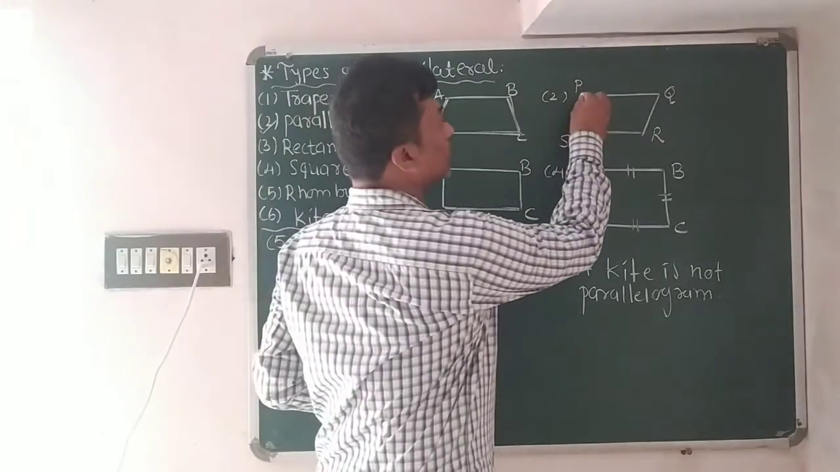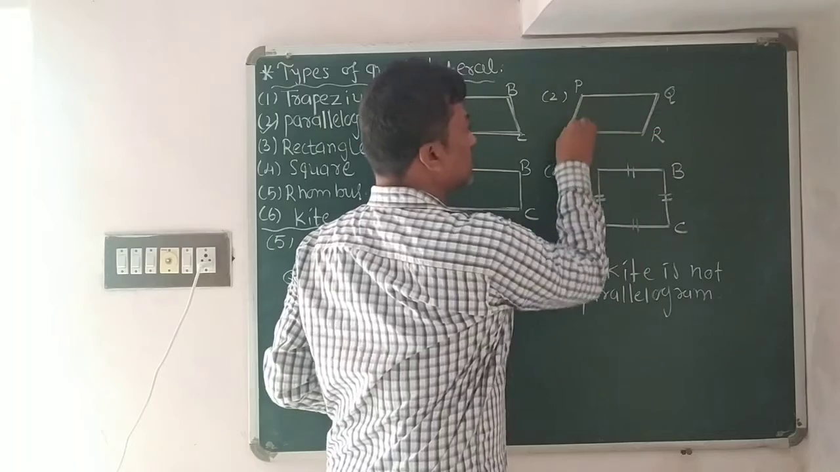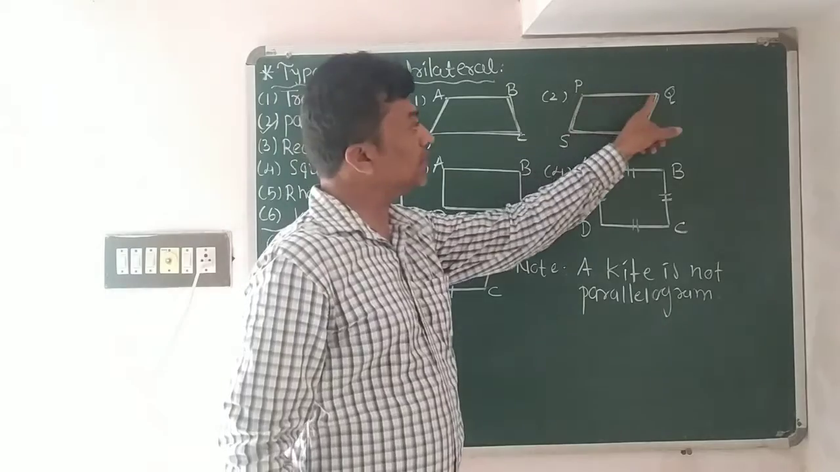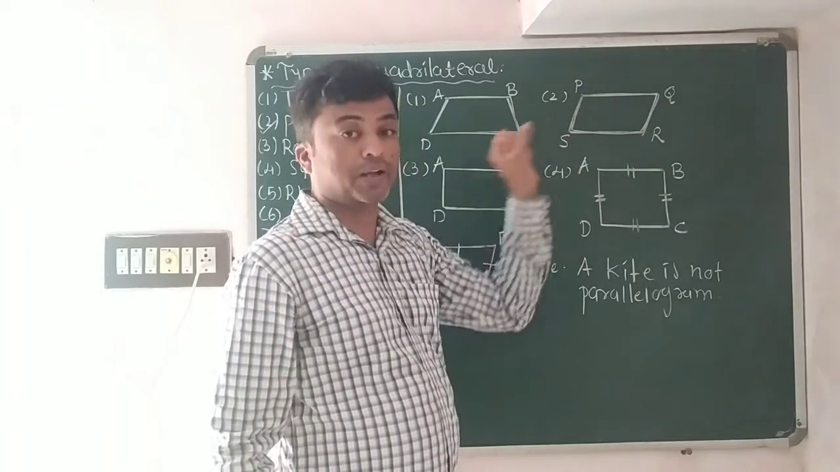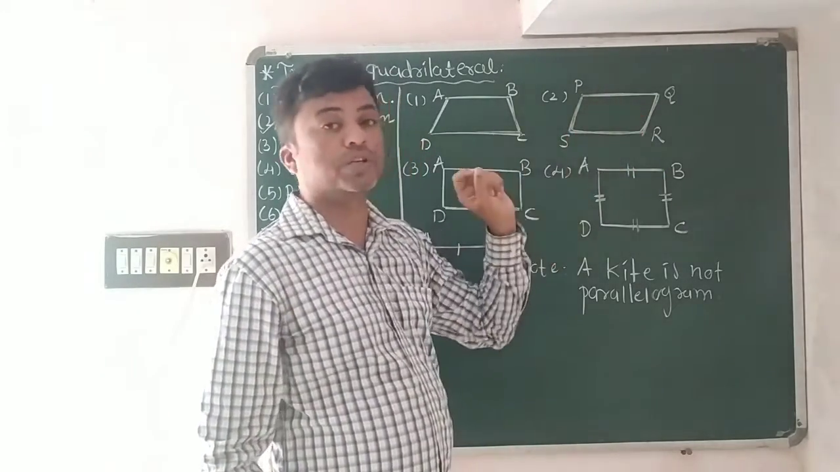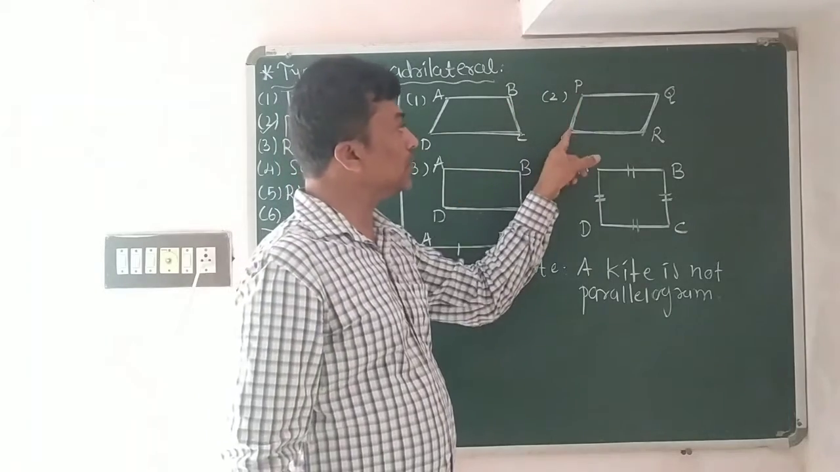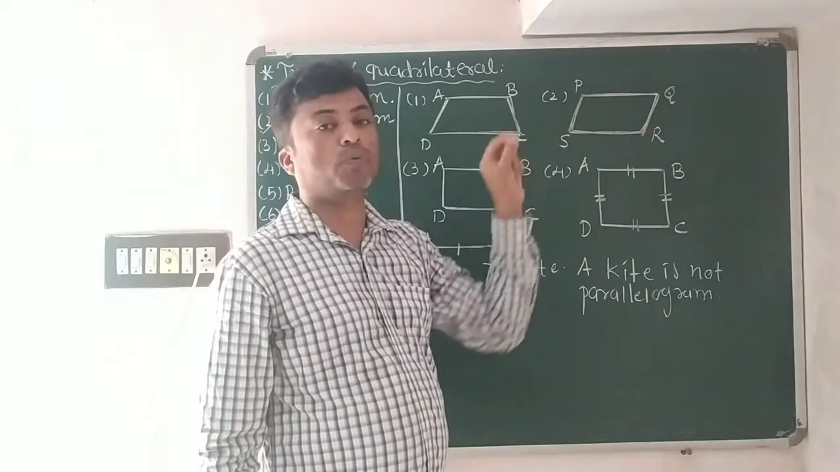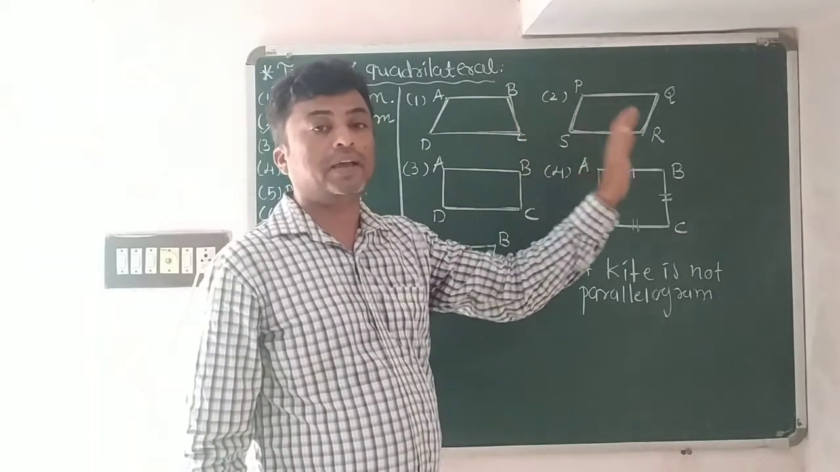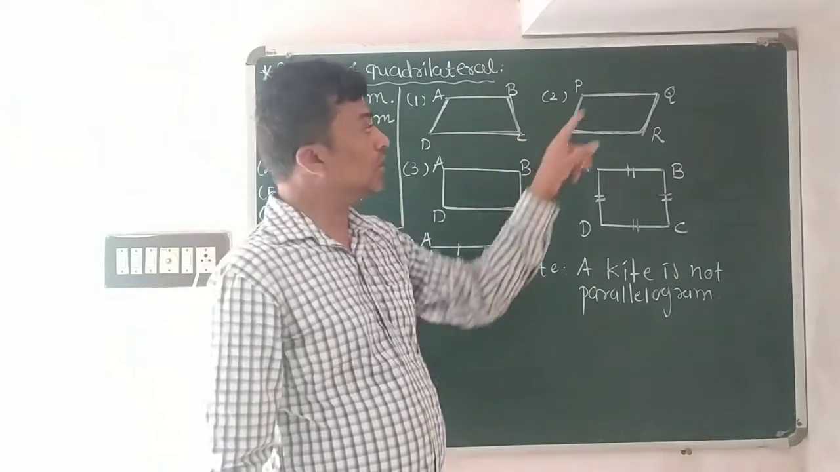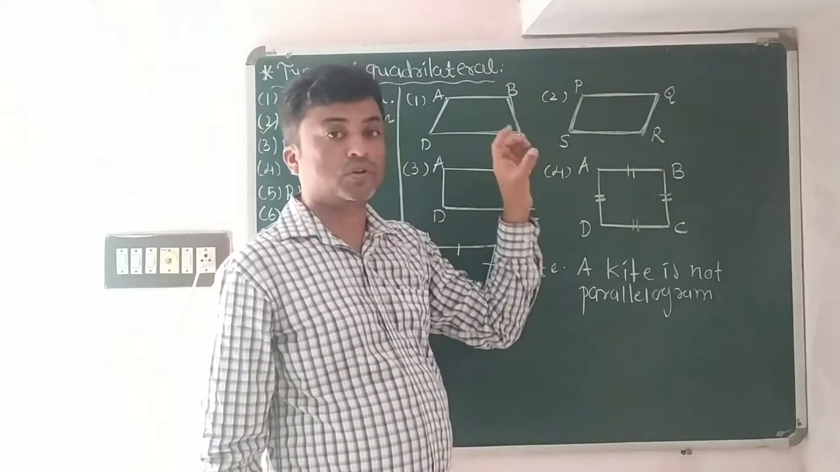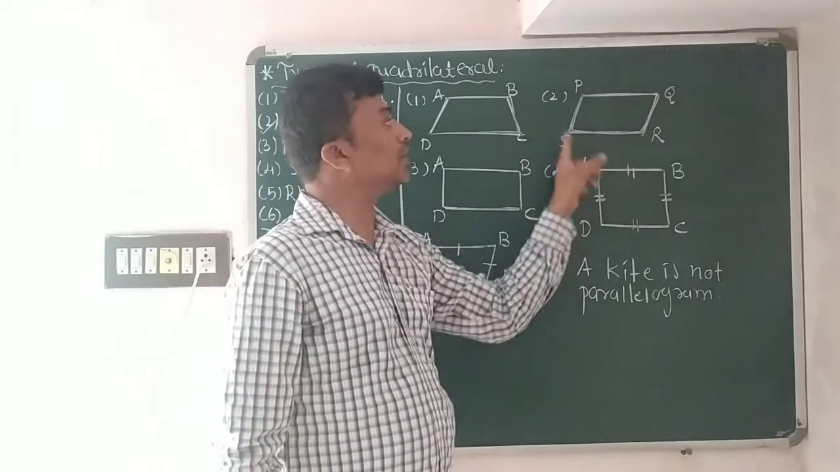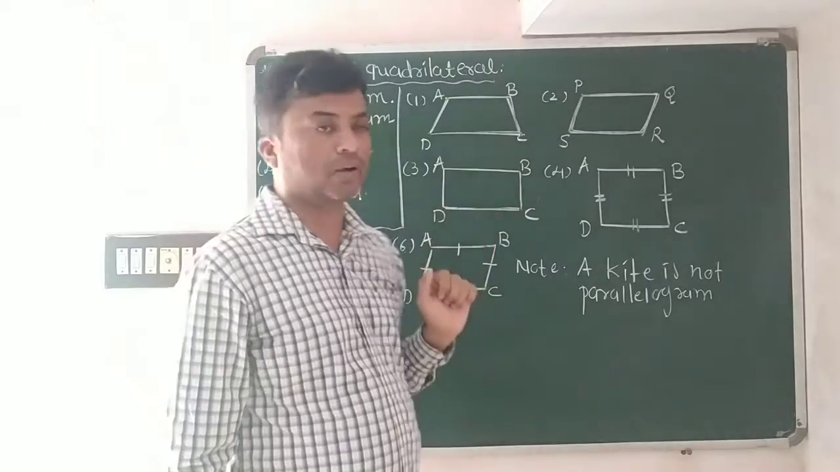So see children, here is quadrilateral PQRS. See here, side PQ and side SR are parallel to each other and they are opposite sides of the quadrilateral. Here PS and QR both are parallel to each other and it is the second pair of opposite sides of the quadrilateral, and they are also parallel to each other. So in quadrilateral PQRS, both pairs of opposite sides are parallel to each other. So quadrilateral PQRS is the parallelogram.